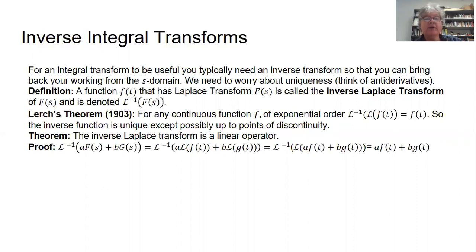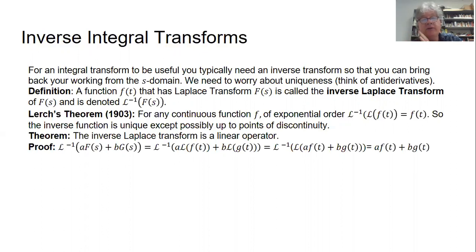So anyway, if a function little f has a Laplace transform big F, it's called the inverse Laplace transform of big F, and we denote it by L inverse of big F. Lerch's theorem says that we do have uniqueness. For any continuous function of exponential order, L inverse of L gives us back where we started from, as long as we stick with continuous functions. So it's unique up to points of discontinuity, and that's always going to be a problem because if you've got a discontinuity in your function, you integrate it, it's going to ignore the point of discontinuity.